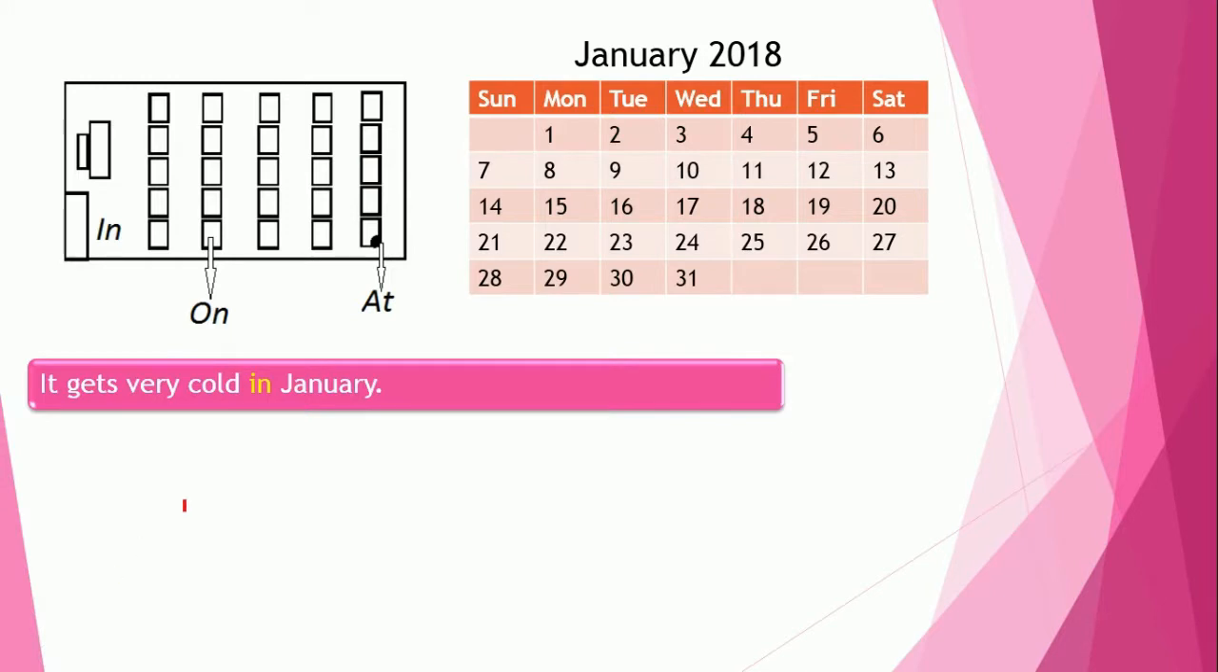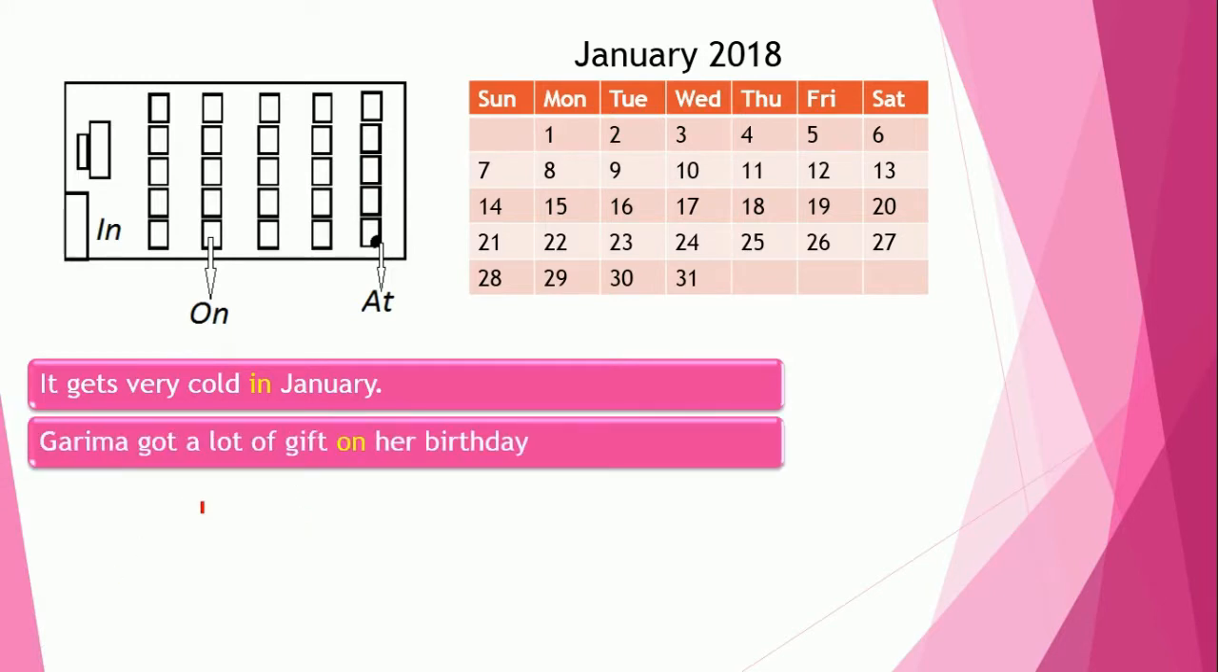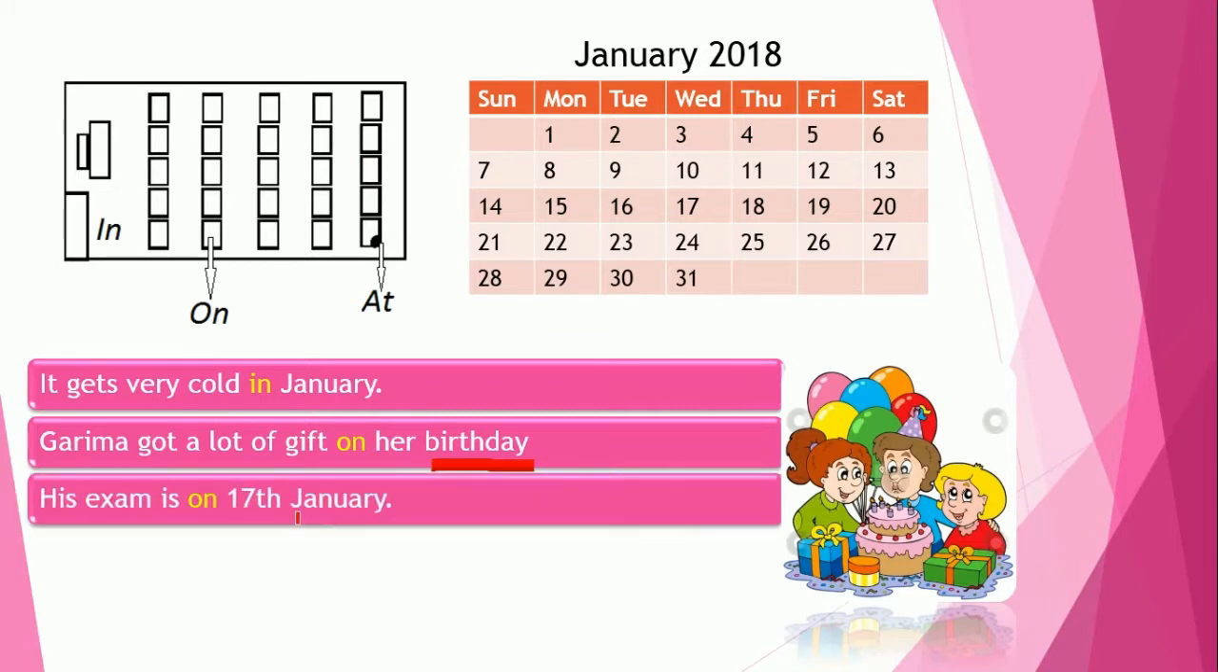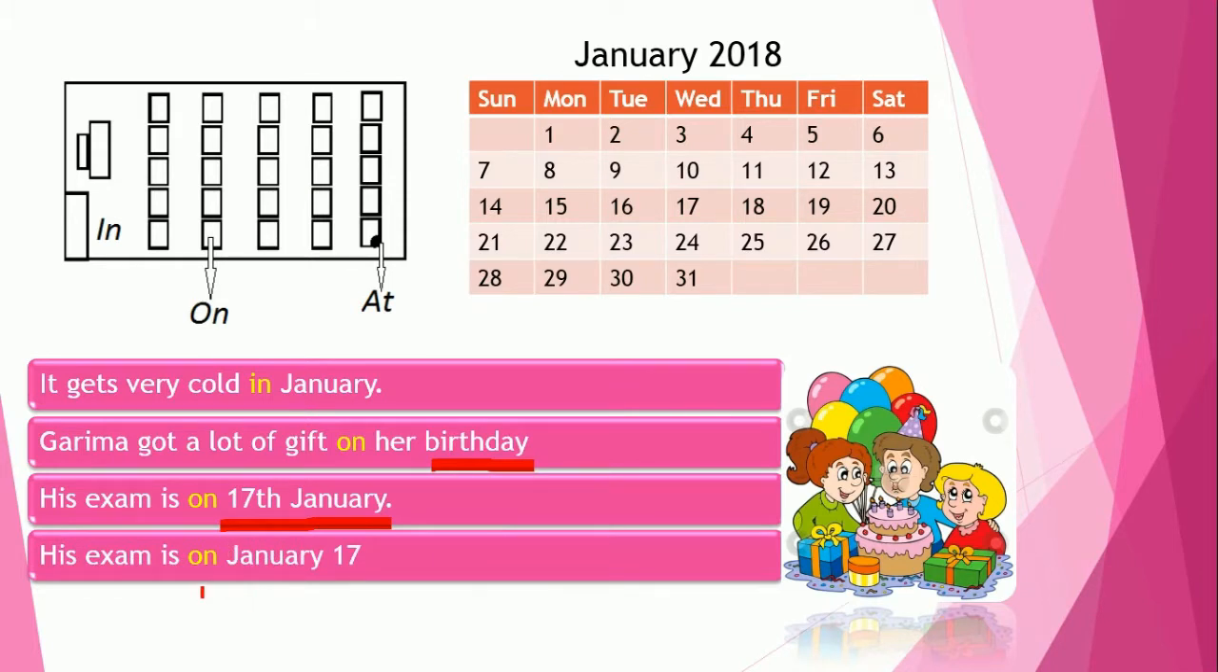Garima got a lot of gifts on her birthday. Here birthday means a particular day. That's why on has been placed here. Next, his exam is on 17th January. Here 17th January is a particular day, so on is placed, and his exam is on January 17th. Both are the same. 17th January is written in British English and January 17 according to American English.